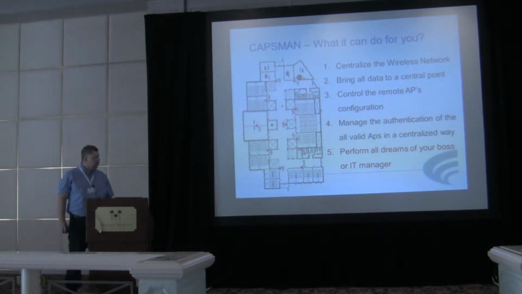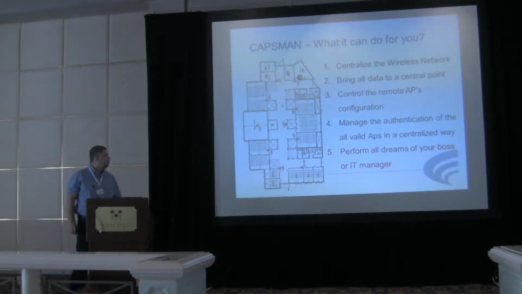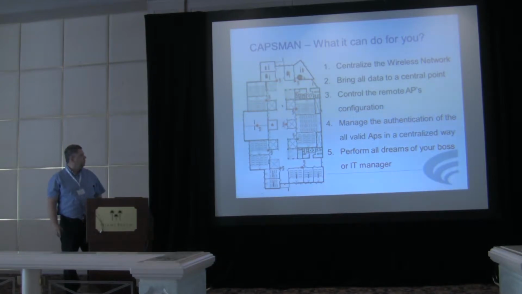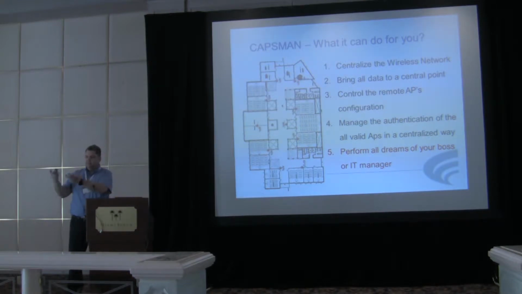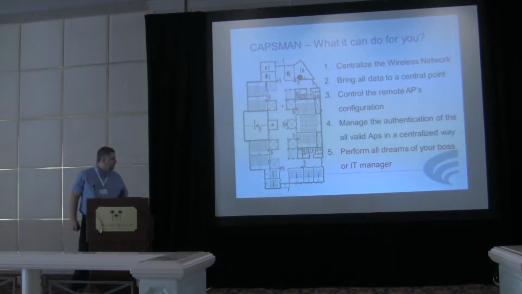Let's see what CAPsMAN or CAPsMAN 2 can do for you. The basic things it can do for you are to centralize the wireless network, bring all the traffic, all the data to the central point, control the remote configuration, and control whether these remote APs are yours or not. I'll talk to you about that later too. It also manages the authentication of the valid APs in a centralized way.